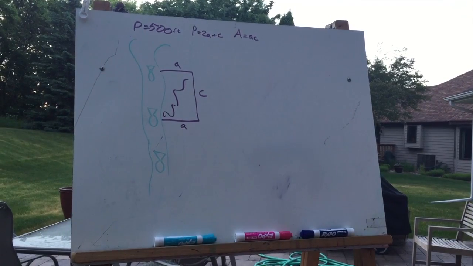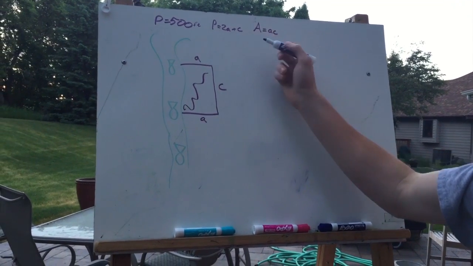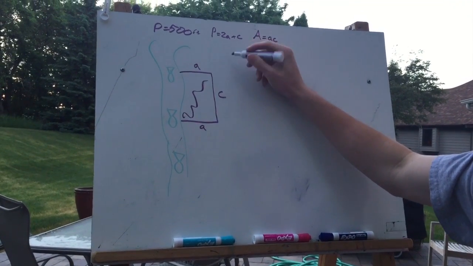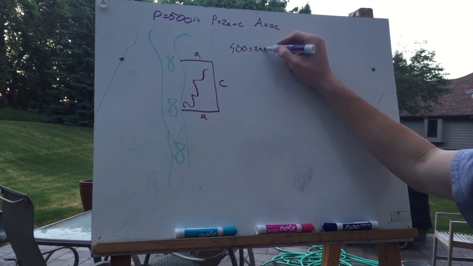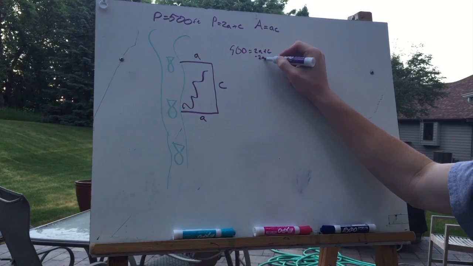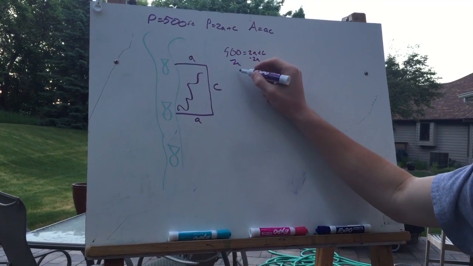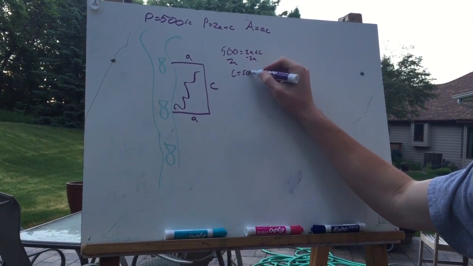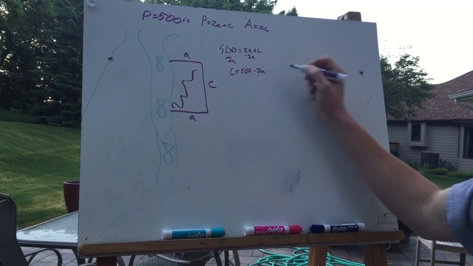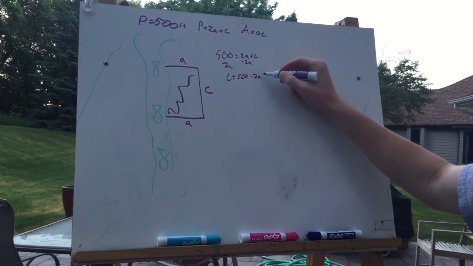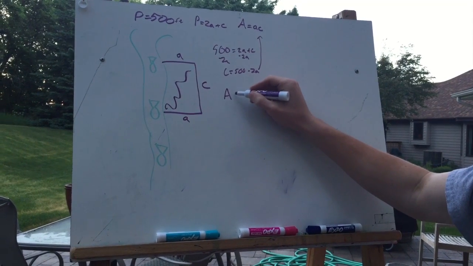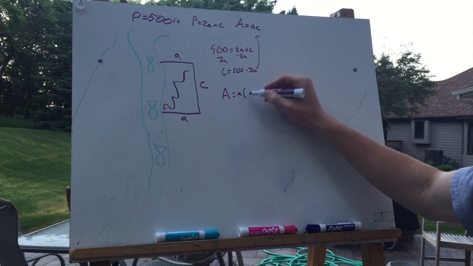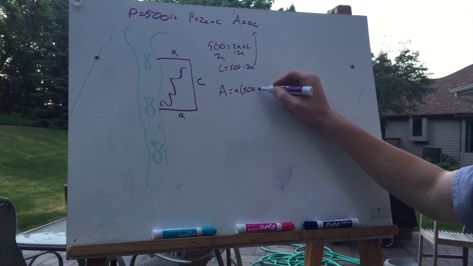What we're going to do here is solve for a variable, and the easy one to do would be to solve for c. Excuse my poor handwriting. Subtract 2a from both sides. c is equal to 500 minus 2a. Now, we could come in and substitute that for c. So area is going to be equal to a times 500 minus 2a.